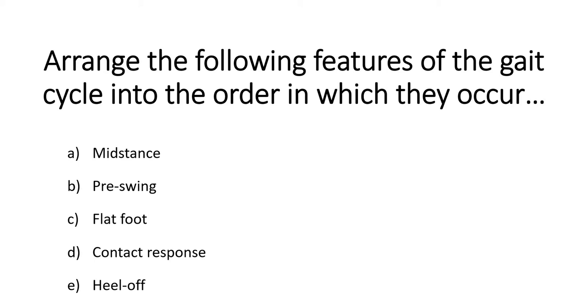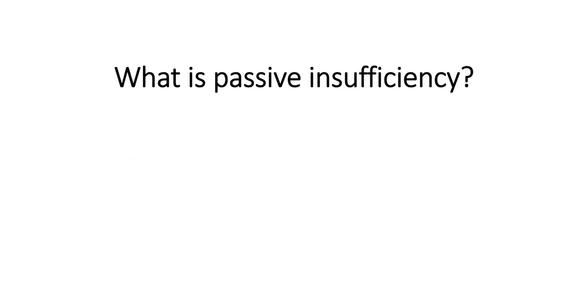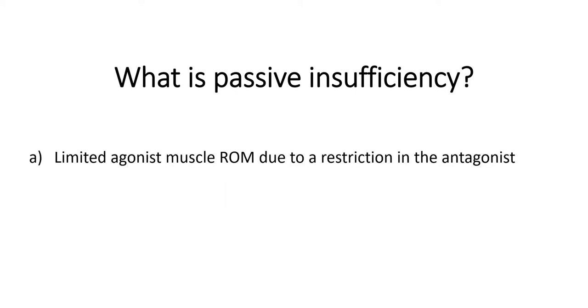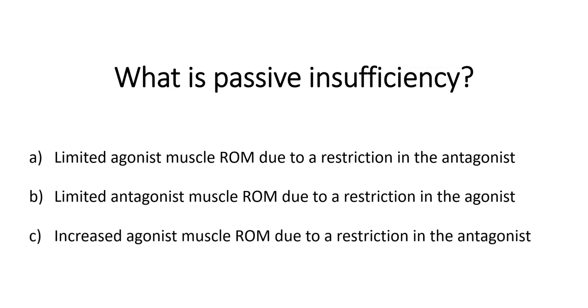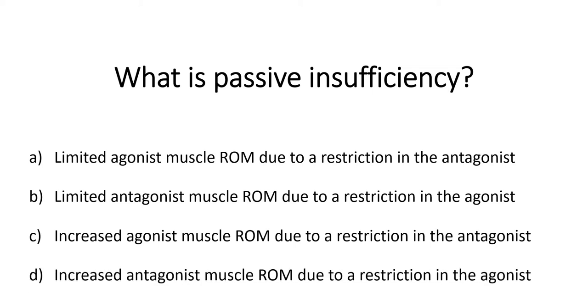Okay, question 2. What is passive insufficiency? Is it A, limited agonist muscle range of motion due to a restriction in the antagonist? B, limited antagonist muscle range of motion due to a restriction in the agonist? C, increased agonist muscle range of motion due to a restriction in the antagonist? D, increased antagonist muscle range of motion due to a restriction in the antagonist?